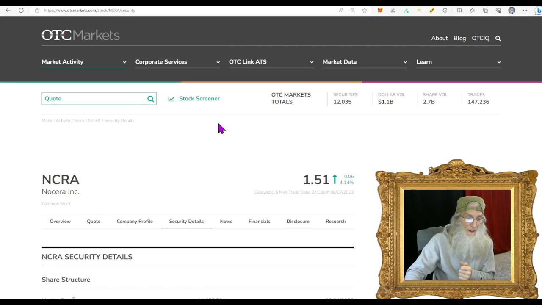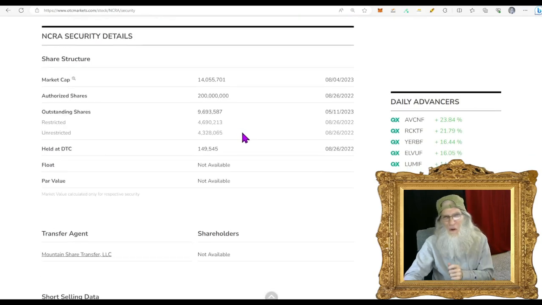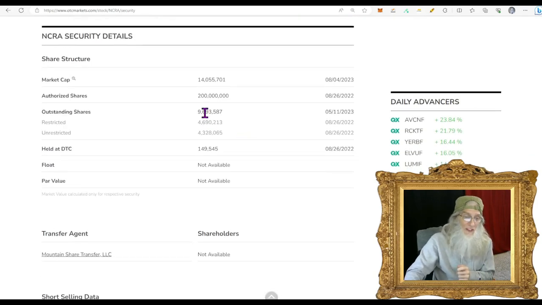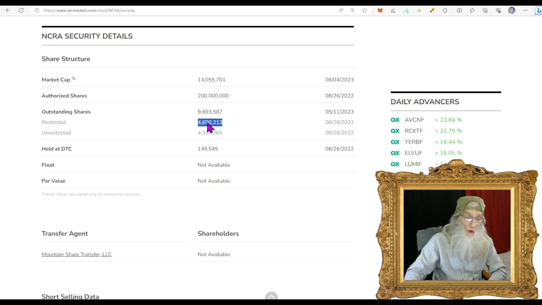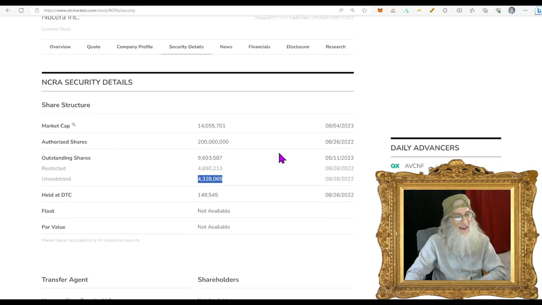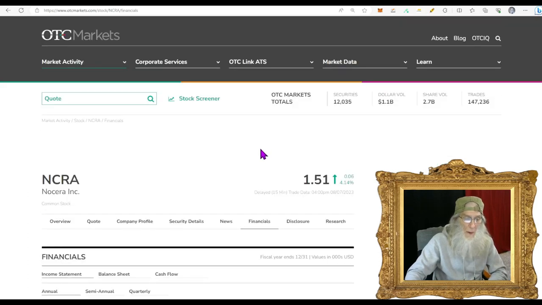Share structure for the company. She's got a low float. She had a low float at the start. Outstanding share count is only 9.6 million. Looks like the insiders have roughly half, which leaves us roughly half. So we've got about 4.5 million in the float outstanding.